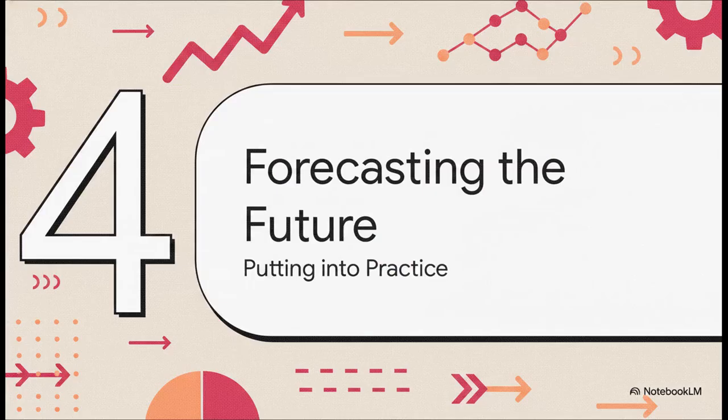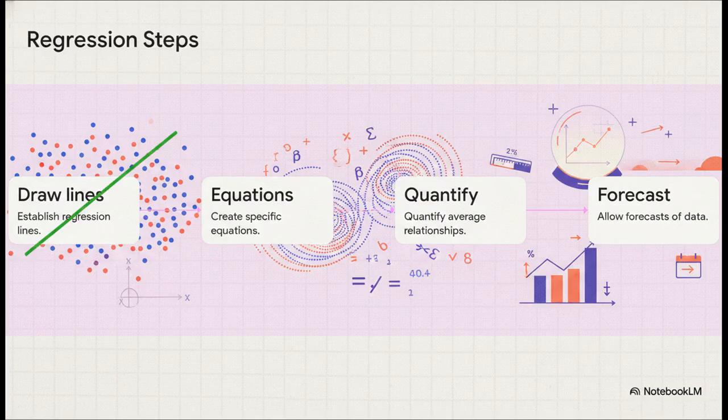So let's see how this all comes together. Here is our final stage, Section 4, Forecasting the Future, Putting it into Practice. Let's move to our framework and see how this builds logically from our underlying principles. Step 1. Establish regression lines. We take that visual scatter diagram we talked about earlier, and we calculate the absolute best-fitting line right through the center of the data. Step 2. Create equations. That regression line isn't just a pretty drawing. It gets translated into a strict, workable mathematical formula.